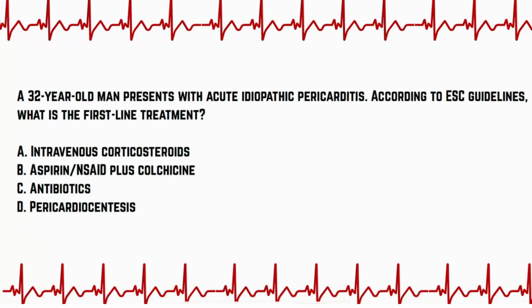A 32-year-old man presents with acute idiopathic pericarditis. According to ESC guidelines, what is the first line treatment? A, intravenous corticosteroids, B, aspirin or non-steroidal anti-inflammatories plus colchicine, C, antibiotics, or D, pericardiocentesis.